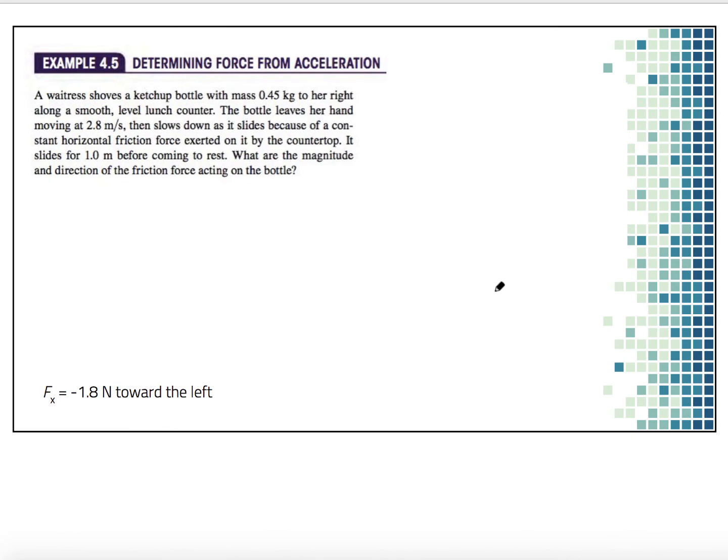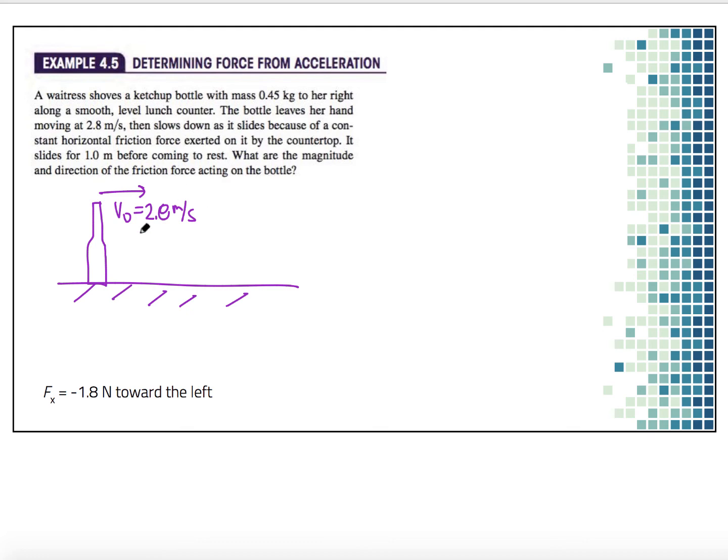All right, after that breather of an easy question, let's go back to one that involves kinematics once again. So now I have a ketchup bottle with a mass of 0.45 kilograms that is pushed to the right along a smooth counter. So let's draw a ketchup bottle on a counter, and it moves initially at 2.8 meters per second to the right.